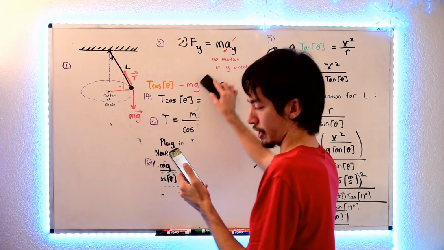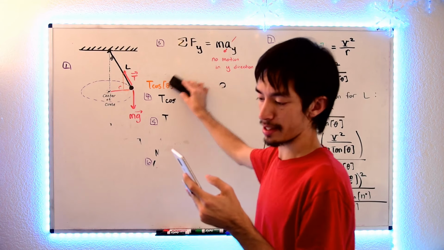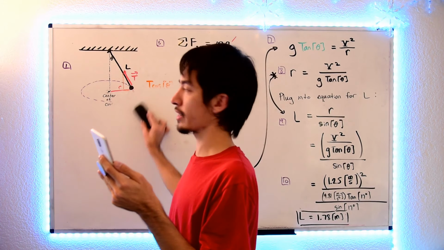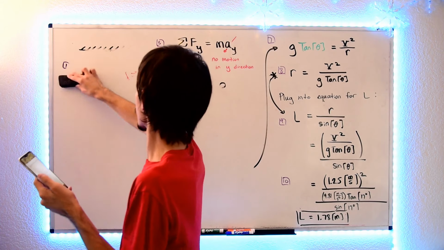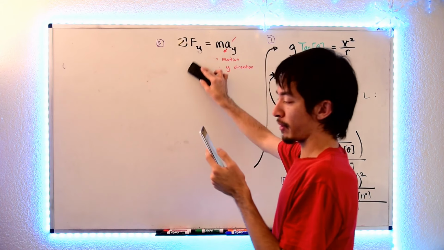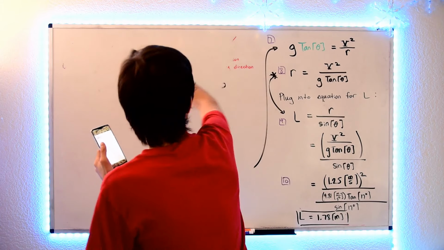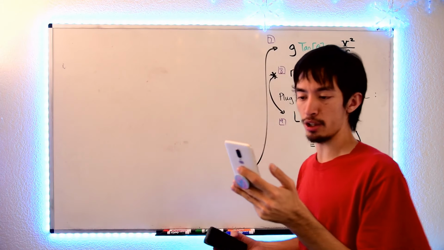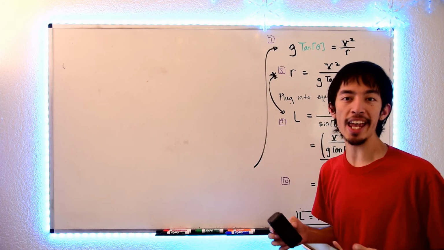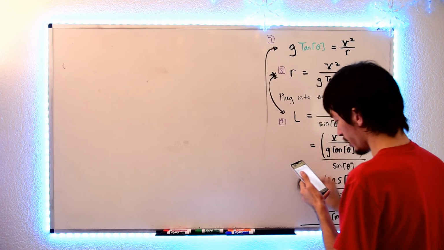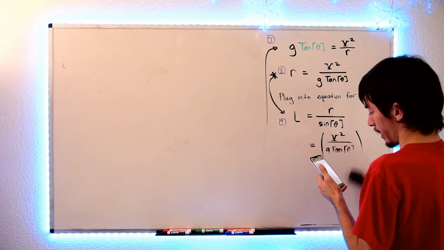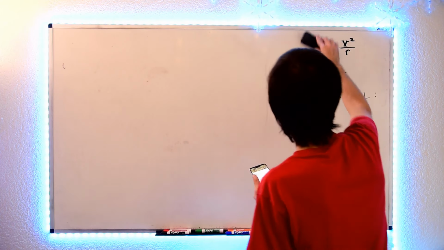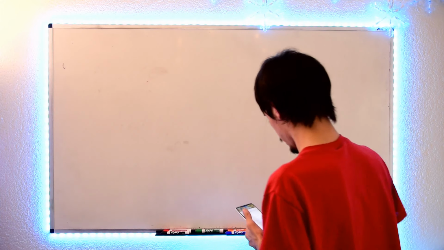So for number 3, this one says, Stacy weighs herself in the bathroom and measures her weight to be 625 newtons. Okay. I'm going to make a note on that in a second here. In an elevator, her apparent weight, quote unquote, is 708 newtons. What are the magnitude and direction of the elevator's acceleration?